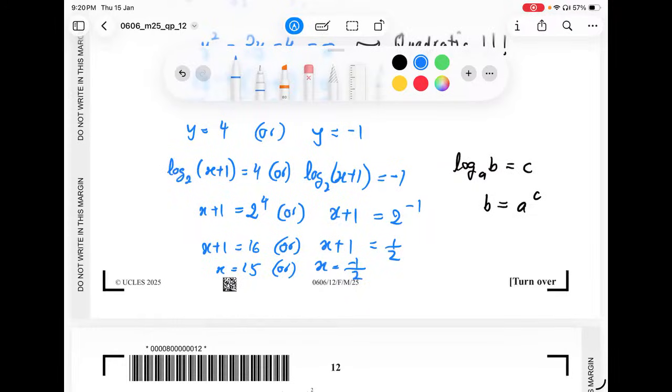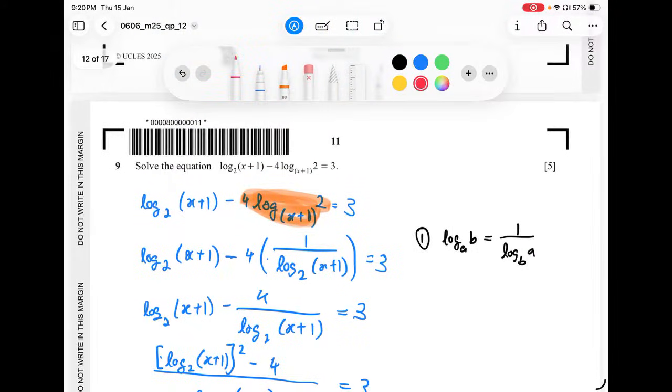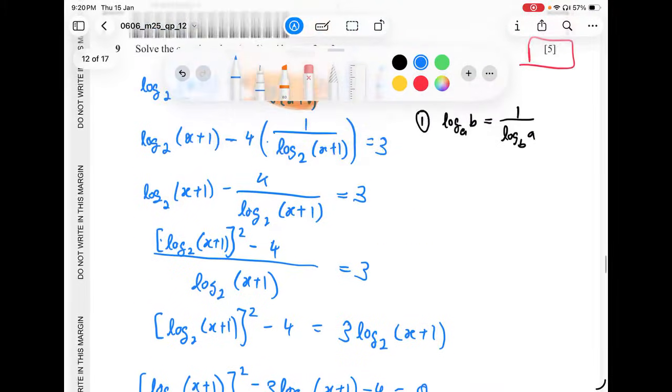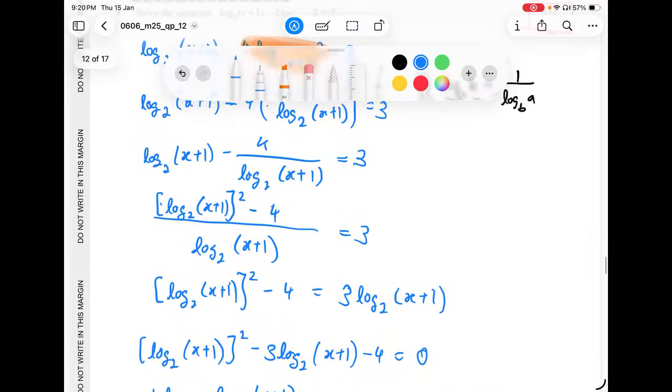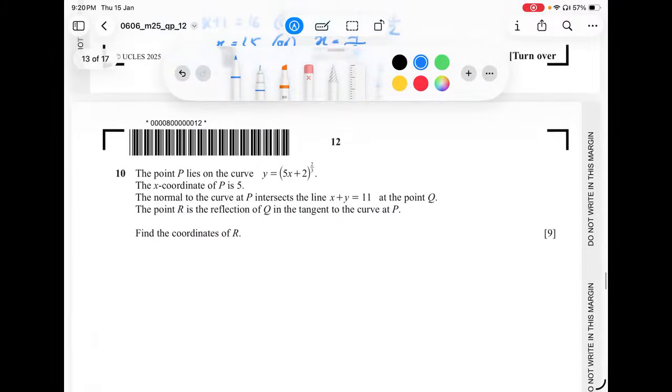So those are the two solutions for this question. Note that it's for 5 marks, and you have been given a full page to do it. So just notice the number of marks should be the number of steps or the amount of knowledge you need to use in that particular question.